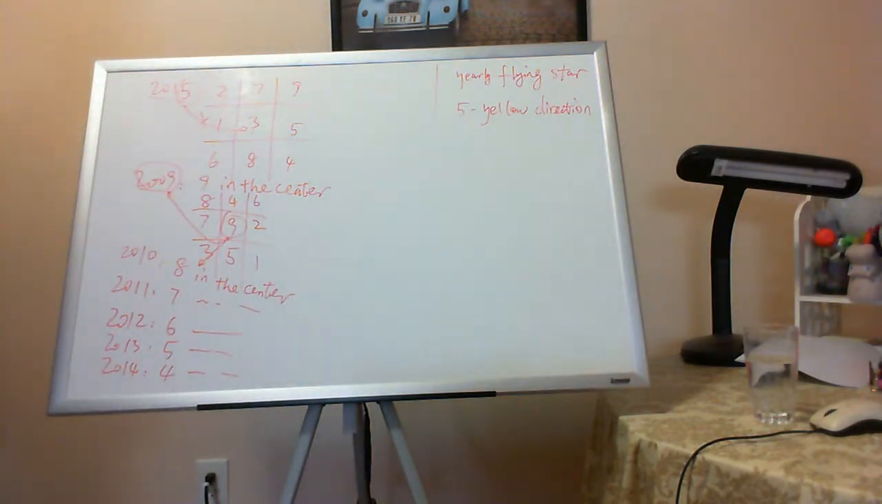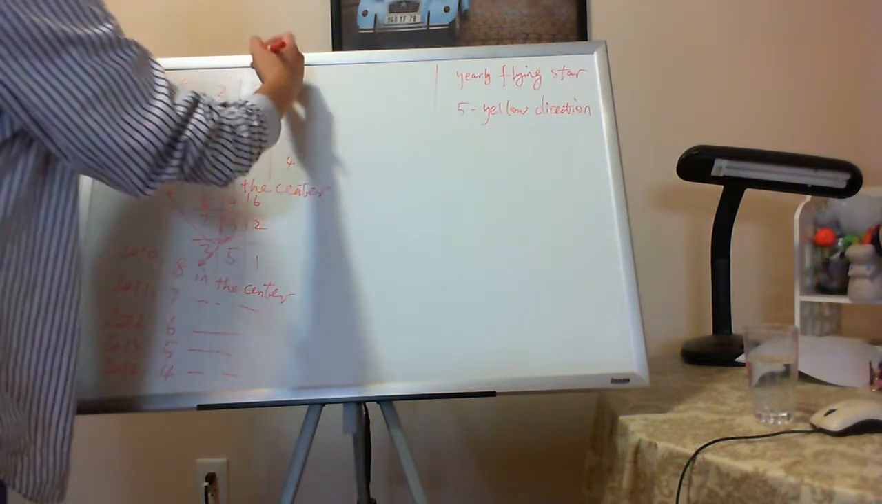But is this type of prediction right or wrong? My opinion is it's not completely right, and it's also not completely wrong. The reason that it's not completely right is because for the yearly flying star map, there's only the time factor involved. Well, there is some direction involved.